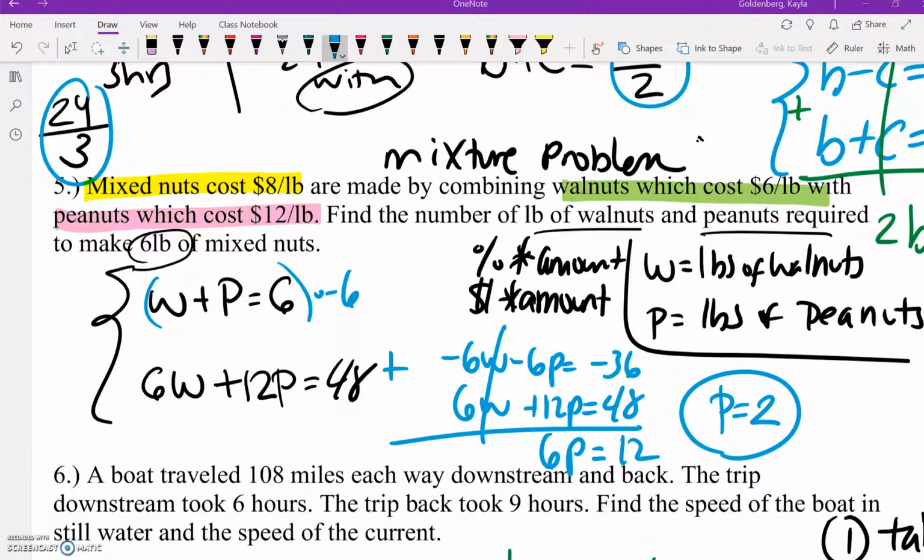Okay, so I decided to multiply the top one by -6 to get my 6w to cancel out. When I added, it looks like I got 6p is equal to 12, which means p is 2. So that means I have 2 pounds of peanuts, which means if they have to have 6 pounds total, the walnuts have to be 4 pounds. I'll put my units there. So 2 pounds of peanuts and 4 pounds of walnuts. If you were to do the pricing on that, right, 2 pounds of peanuts would be 6 times $2. 4 pounds of walnuts would be 12 times 4.